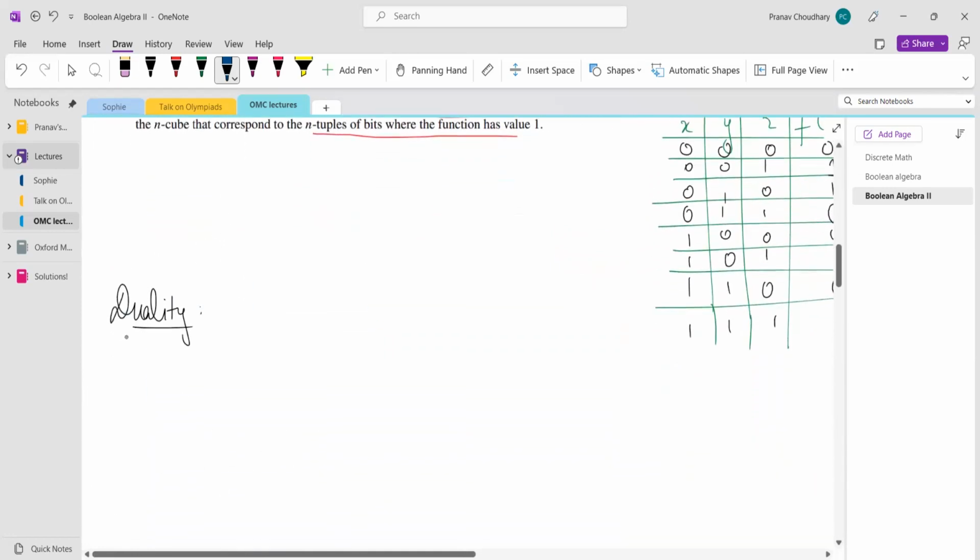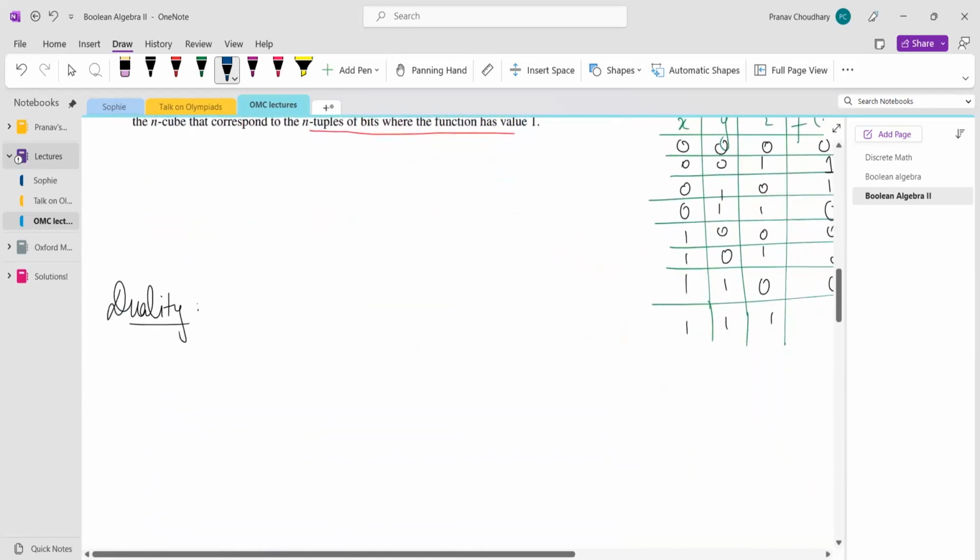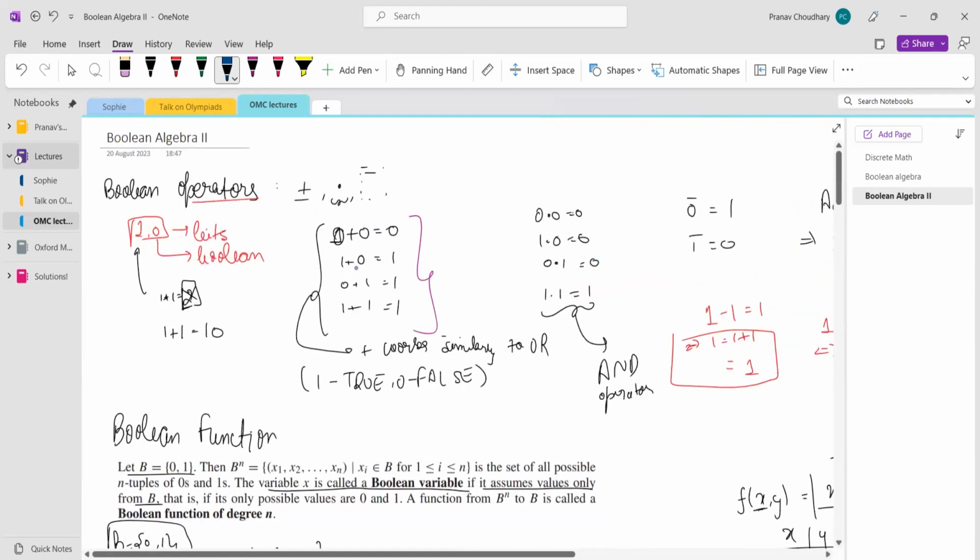Okay, duality. Oh, by the way, Kanav, just to tell you, this is how we define the plus function. The other thing should be clear to you. 1 plus 1 is defined as 1, by the way, not 1, 0 or something.